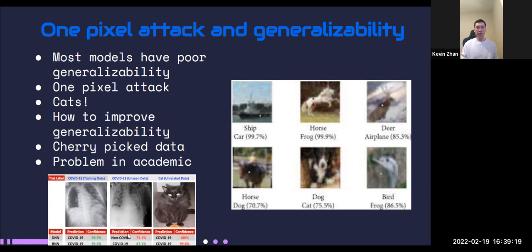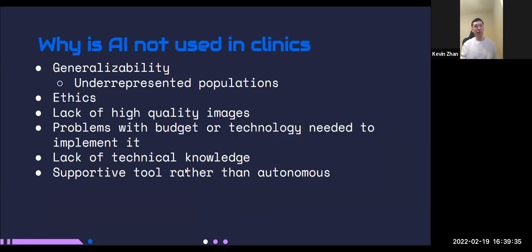Yeah, so it's something to be careful about. If you try out a model that you found on GitHub and it doesn't work, just know that that's usually how it goes. There's natural variation with deep learning. So I guess that kind of ties into why AI is not, well, I wouldn't say not used, but not used as much as we thought in clinics.